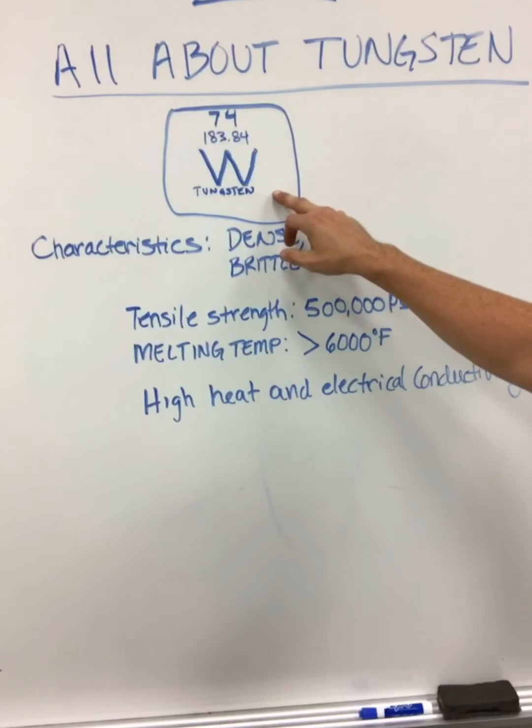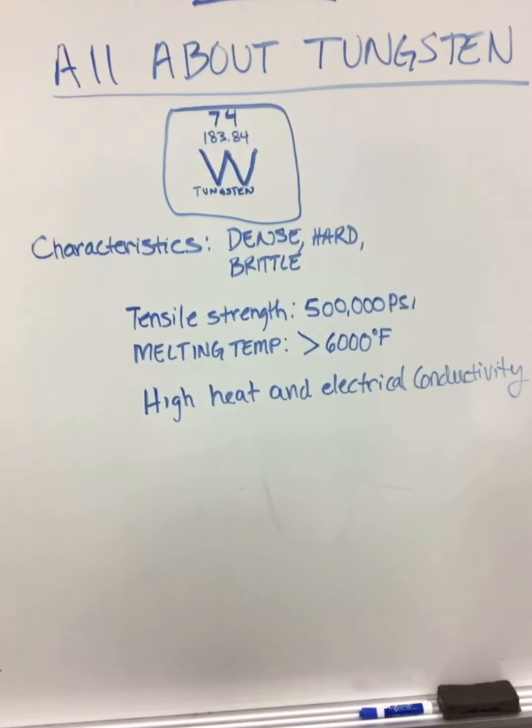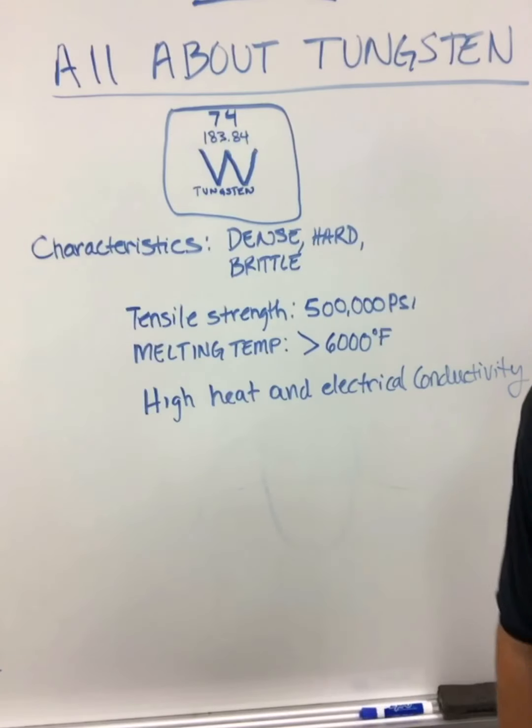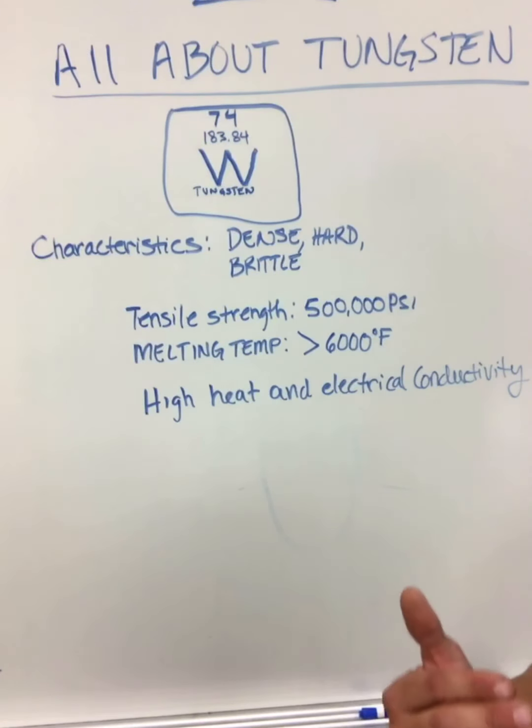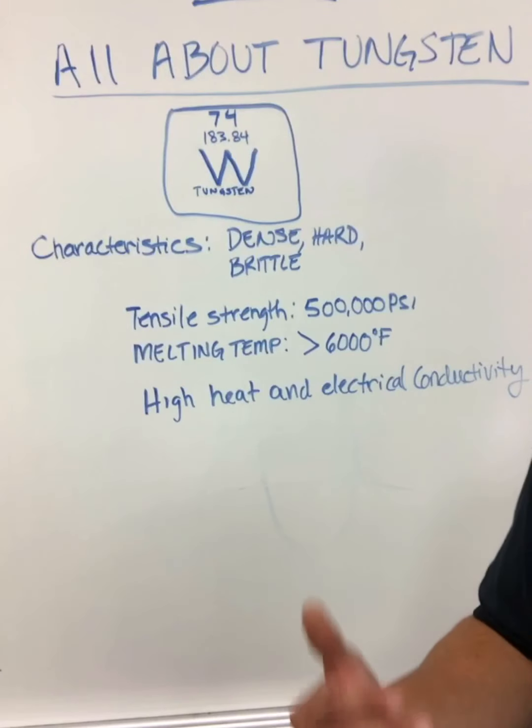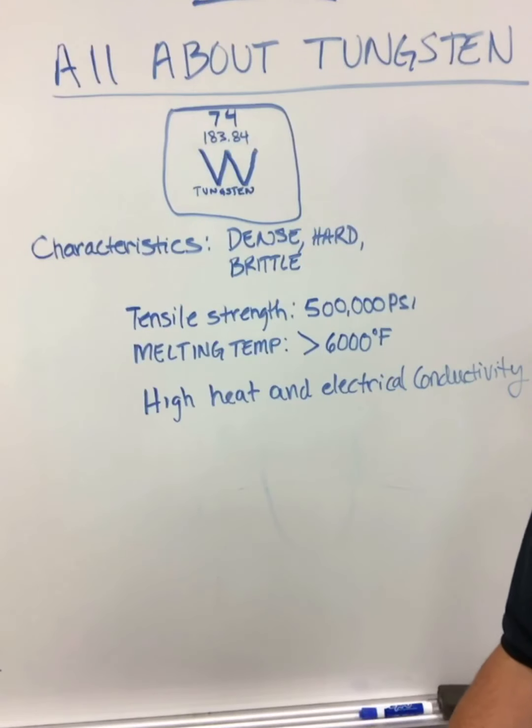Here is the chemical symbol, which is found on the periodic table of elements for tungsten. It's a W because the name actually comes from Wolfram, which is a German word, and where we get tungsten from is from ores of wolframite and scheelite. So that's where the W comes from.